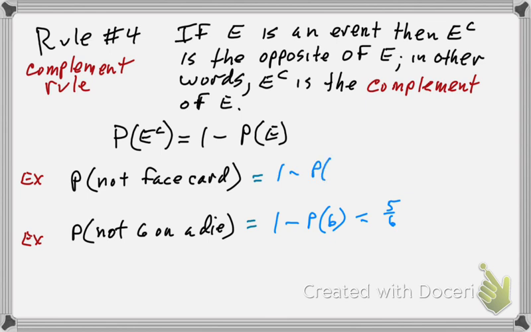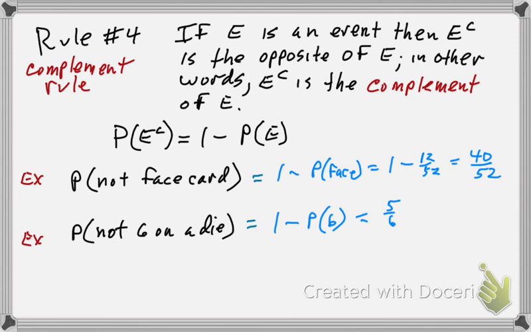What's the probability of a face card? 12 out of 52. So 1 minus 12 out of 52. So what is that, 40 out of 52? I don't have to count up all those other things.